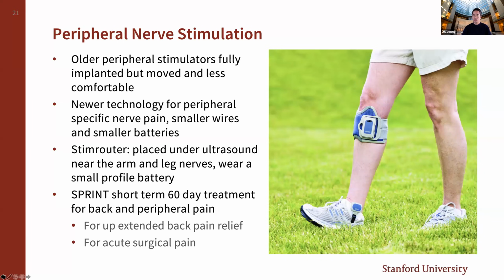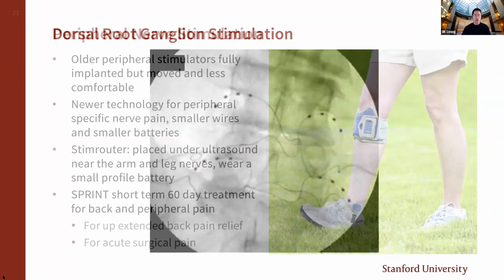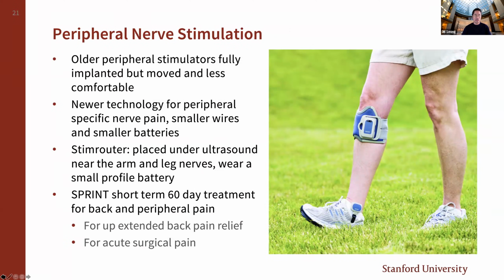The older devices, we just took the leads above like this and put them along the nerves, and they were big, a little bit difficult to implant, and also the generators were kind of huge for the peripheral nerves that we were trying to treat. Nowadays, we have newer technology, smaller wires, smaller batteries. You just wear a pack like what you see there. And they can either be implanted permanently, where they're placed under ultrasound and you wear a small profile battery, or you can have a temporary one for 60 days.